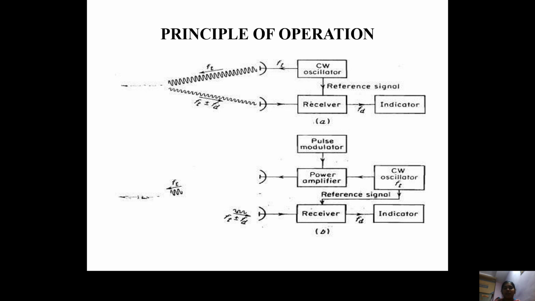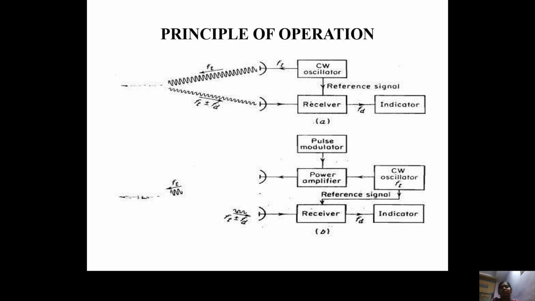This is the previous wave radar which we have discussed. But here, simply by adding two blocks, we can make it a pulse Doppler radar, which is better than the previous version. Those two blocks are the pulse modulator and the power amplifier. These three blocks are the same: continuous wave oscillator, receiver and indicator. By adding only two simple blocks, it makes a better version.